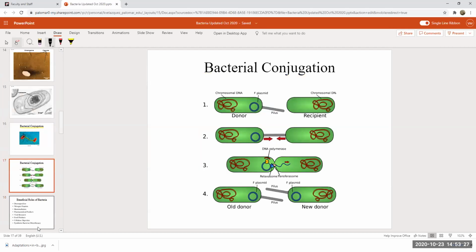Here's another picture of that happening. So this bacterial cell has made a copy of its plasmid and it's going to transmit that copy to the other cell, and now that other cell has a copy of that same plasmid DNA.